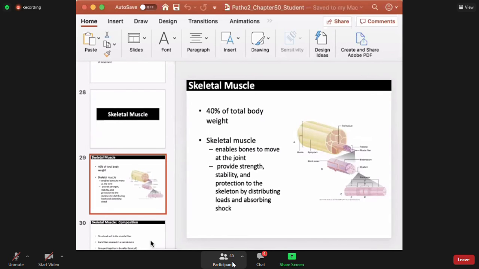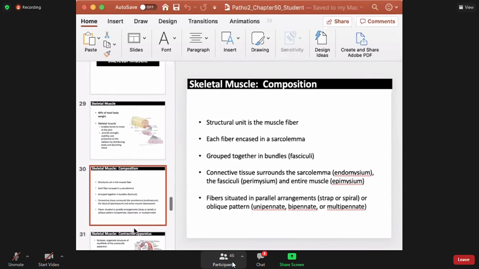So muscles are about 40% of your total body weight, and they're very important in mobility, but also providing stability as well. A lot of times people don't realize that your muscles are contracting at times to help give you tone and to keep your posture. Okay. So the skeletal muscle itself is providing strength to the body, providing stability, and allowing for movement as well, but really helping to distribute the load amongst the body.